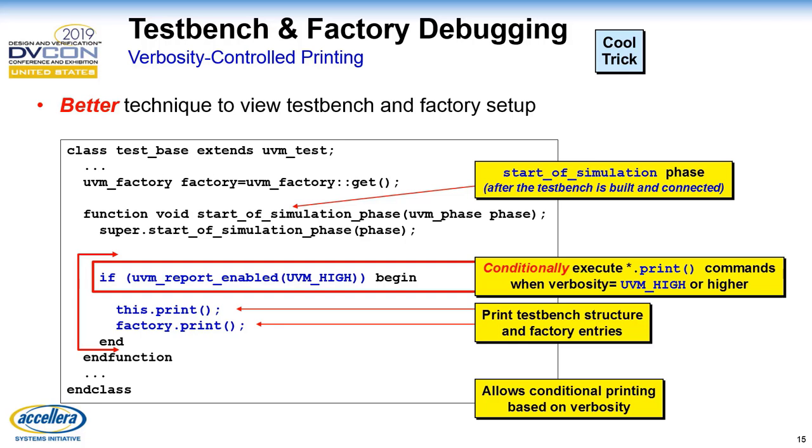And so if I say UVM high, then I can print out what my current test bench structure is, and I can print out what my current factory contents are. So now it's under verbosity control. If I turn up the verbosity, I can see this, but by default, I'm not going to show this coming out. It allows conditional printing of the test bench and factory setup.